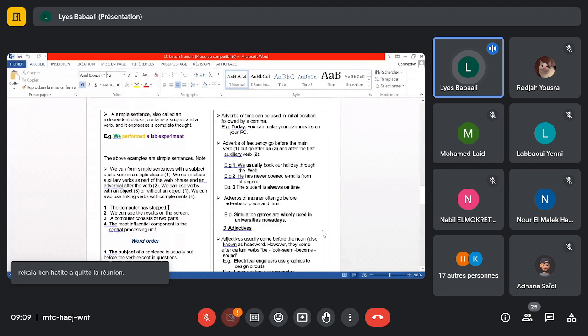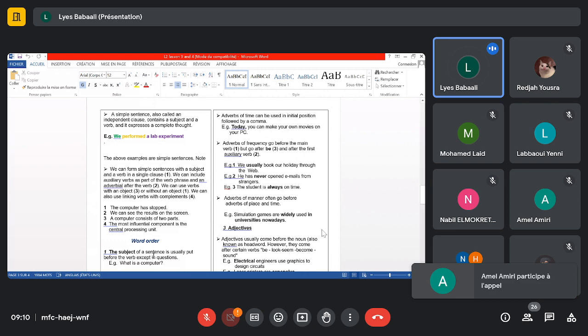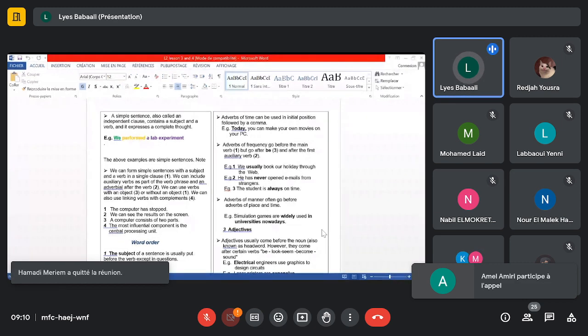So this is what is known as a simple sentence. It's very basic. It is very different from a compound sentence or a complex sentence. We will see that in a minute. Just give me 1 second. I need to find something.